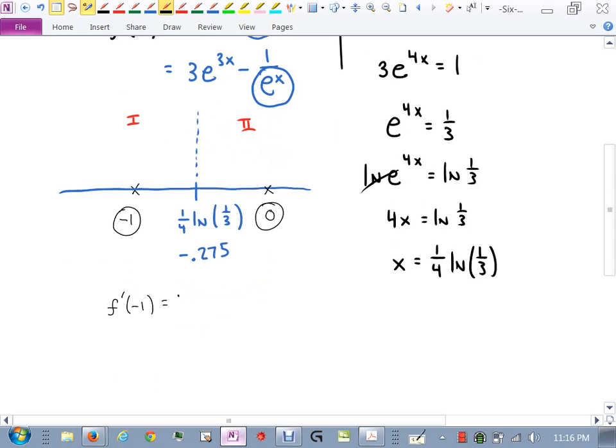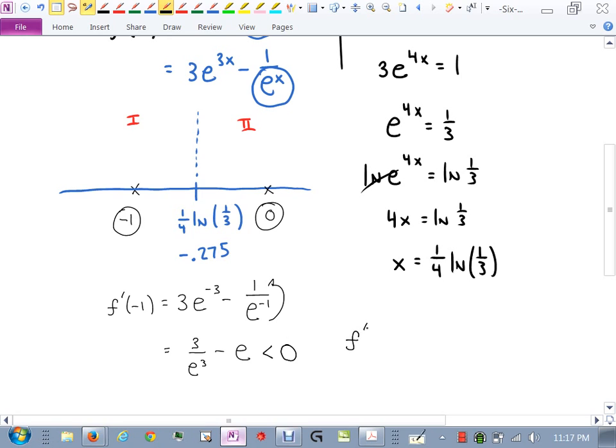So what I'm going to be doing is 3e to the, 3 times -1 is -3, then minus 1 over e to the -1. So this is the same as 3 over e cubed minus e, because that comes up. I can already tell you that that's going to be a negative number, because 3 over e cubed is a really small number. And if I subtract e from it, I should get something that's negative. You can confirm that on your calculator.